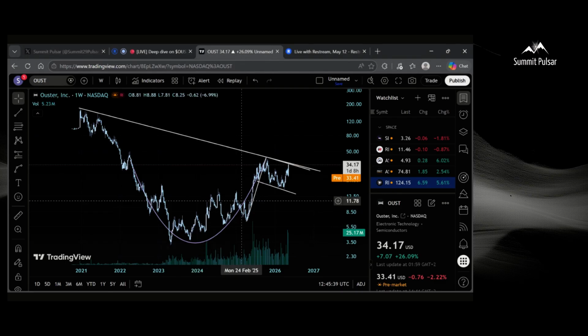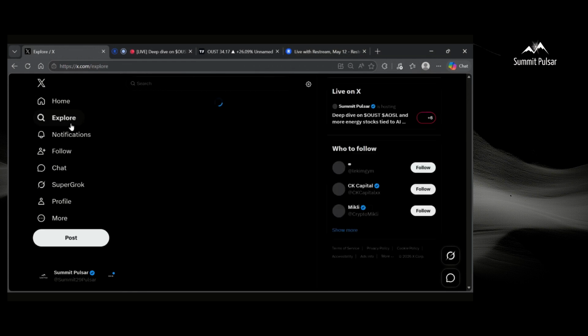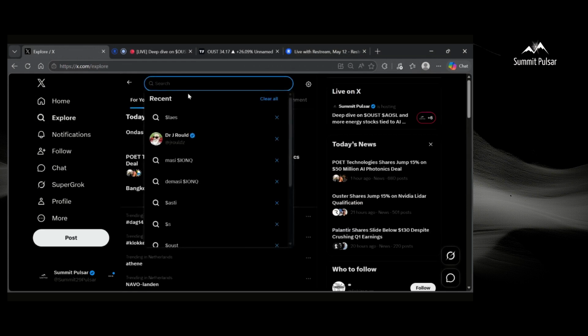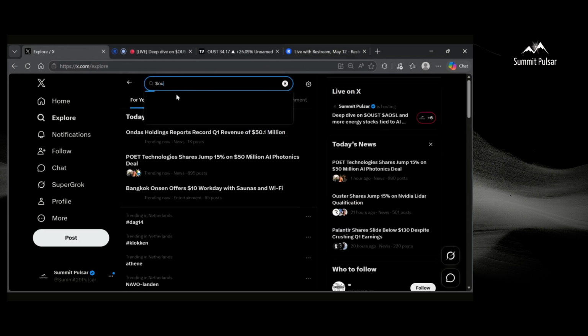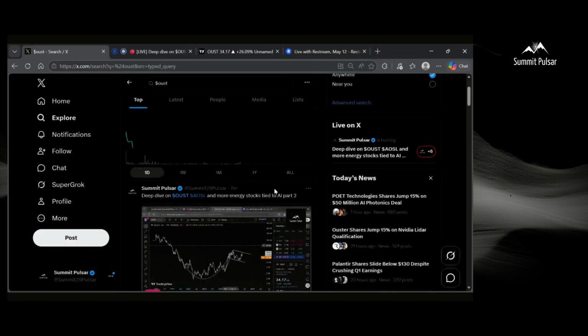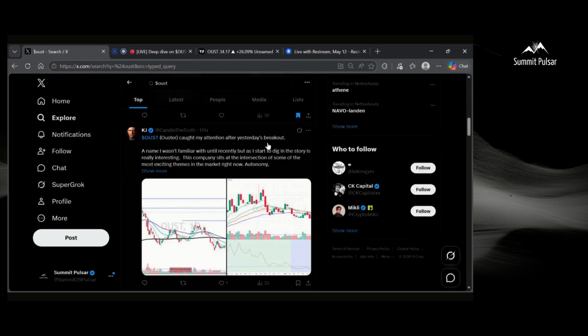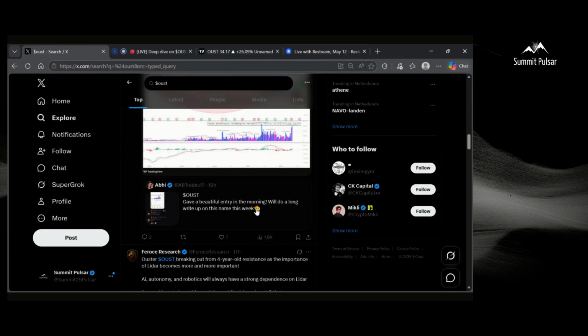So funds take the price higher, retail buys in once again. People who had forgotten the stock look into OUST again, which is happening on X today. When you type in the ticker name OUST, you see a lot of research being posted even today. I'm doing my live streams. People are posting the chart, the short term chart.